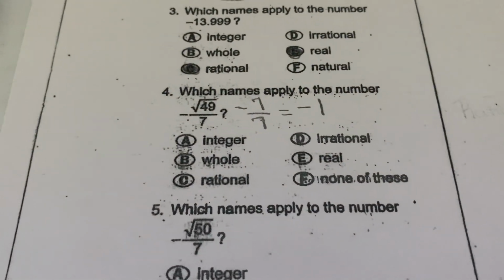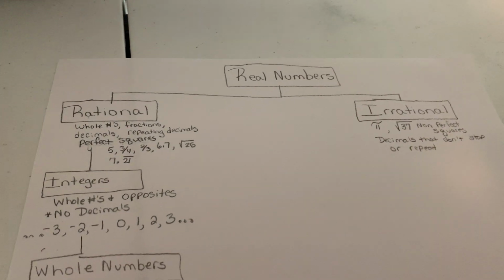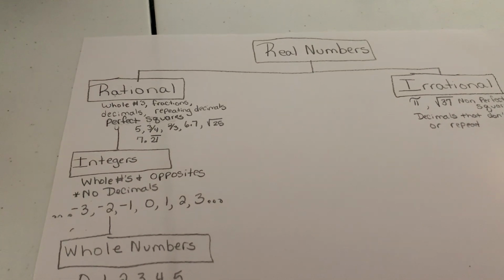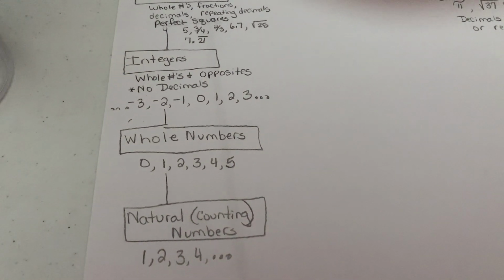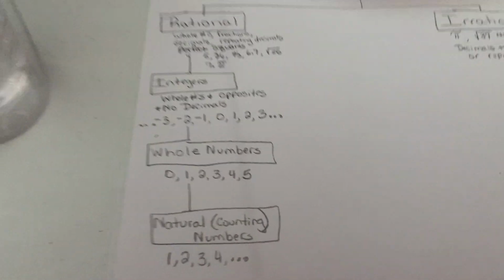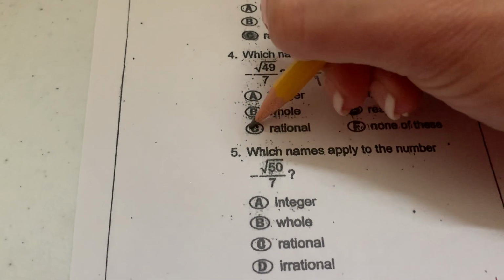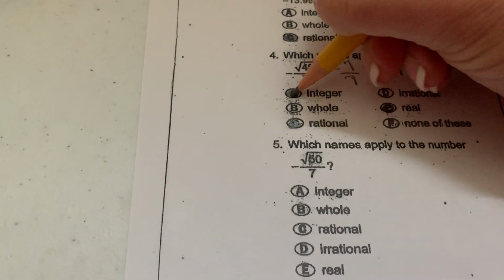So which names apply to the number negative 1? Well, let's look at our list. Is negative 1 a real number? Yes. Is it rational? Yes. Is it an integer? Yes. Is it a whole number? No. If it's not a whole number, it can't be a natural number. So let's go back to our list. We said it is real. We said it is rational. And we said it is an integer.